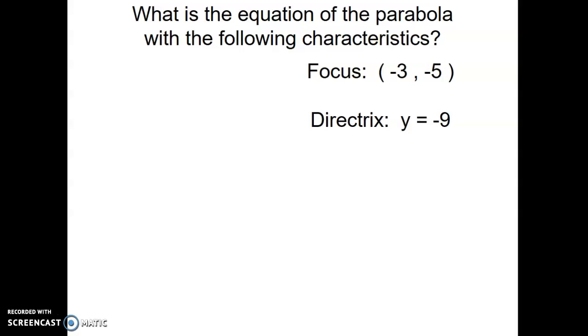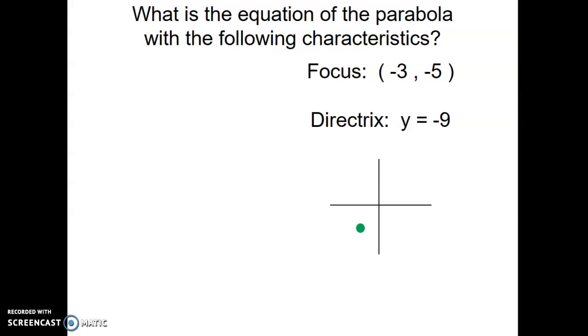All right, one more. You're given the focus and the directrix now. You're not given the vertex, so it's going to be a little bit more difficult, but there's enough information here to get you to the equation. So the first thing we do again is draw it. So our focal point is -3 and -5. So down there, your directrix is y equals -9.